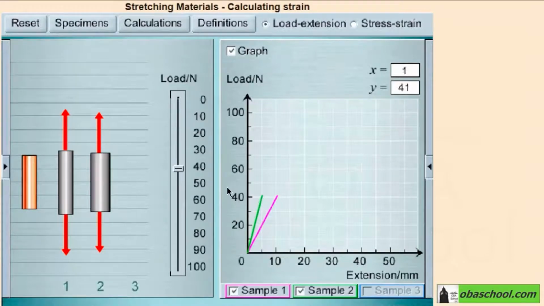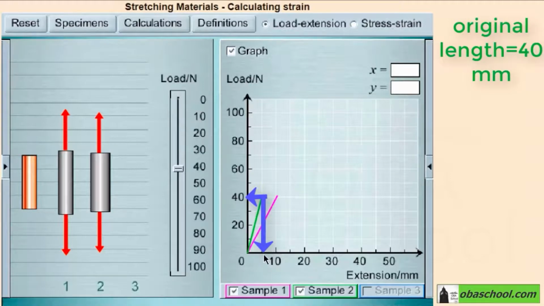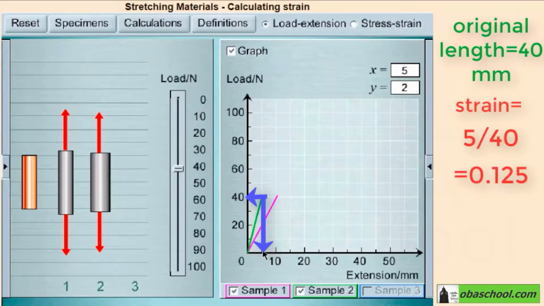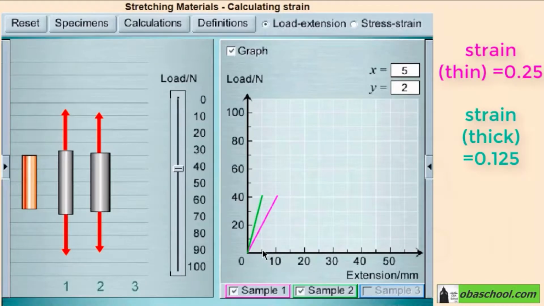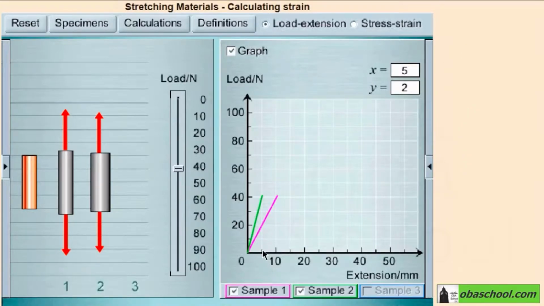However, the thicker specimen is sample 2, and it's represented on the graph by a green curve at a 40 newtons load. It has an extension of 5 millimeters, so the strain is equal to the extension divided by the original length, which is equal to 5 millimeters divided by 40 millimeters, equal to 0.125. As you notice, the strain for the thicker specimen is less, and this is because it does not stretch so much. Now let's increase the load until the thin steel specimen breaks.